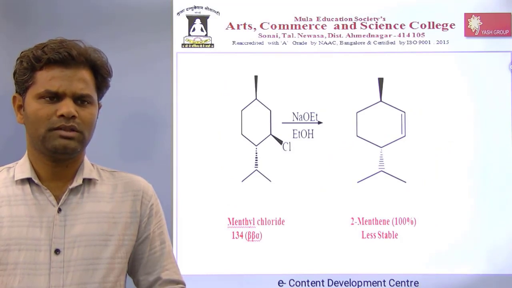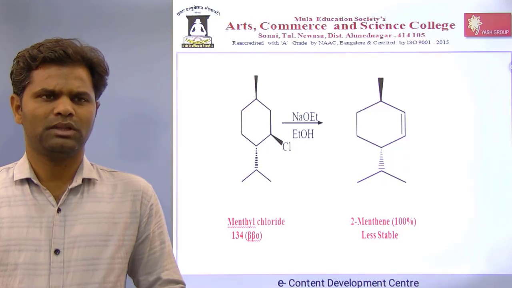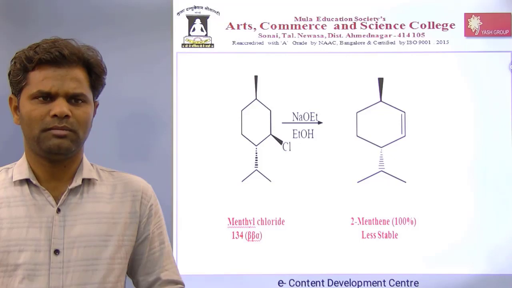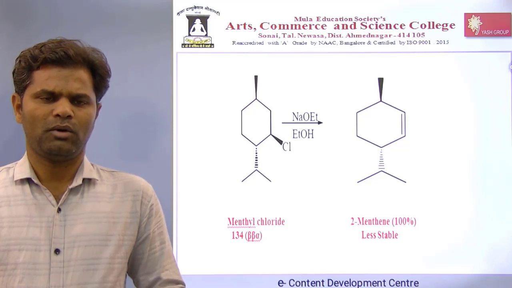Now in this one, if you consider menthyl chloride, the methyl, chlorine and isopropyl substituents are placed at 1, 3 and 4 positions, having beta, beta and alpha stereochemistry respectively. When they react with the base, there is formation of only one product, 2-menthene, about 100%, though it is the less stable one, which is formed as the major product. Why is this so? That we will also consider in a subsequent slide.